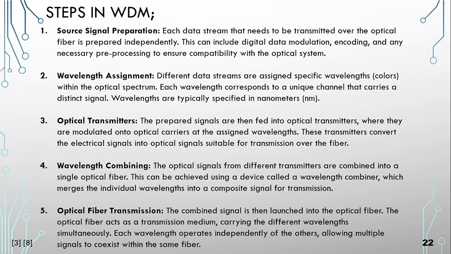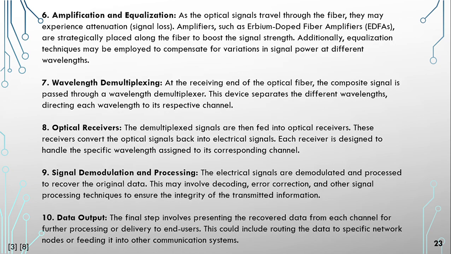The fifth step is optical fiber transmission. The combined signal is then launched into the optical fiber, and this optical fiber acts as a transmission medium, carrying the different wavelengths simultaneously. Each wavelength operates independently of the others, allowing multiple signals to coexist within the same fiber.